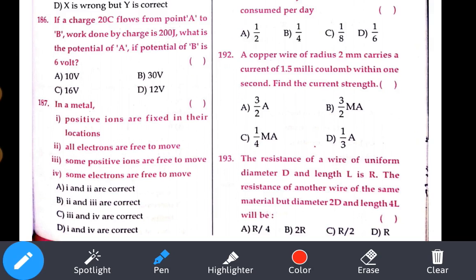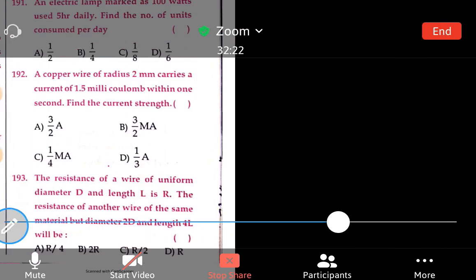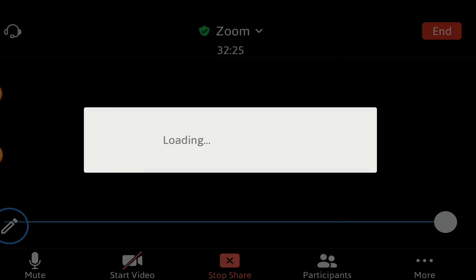Now 193rd question. The resistance of the wire of uniform diameter D and length L, now it is 2 times. I have already covered this question in set B. Our answer is option number D, R. Okay, let's see the next question.